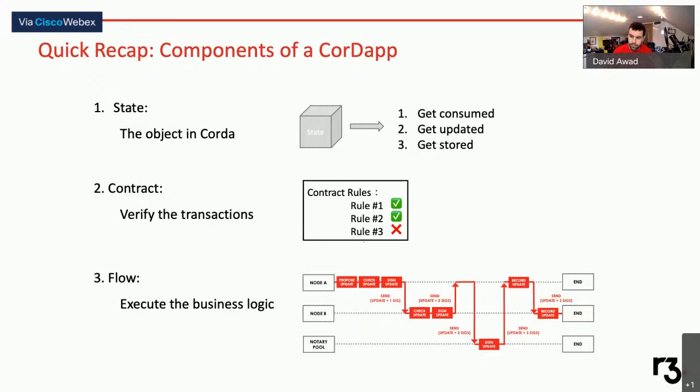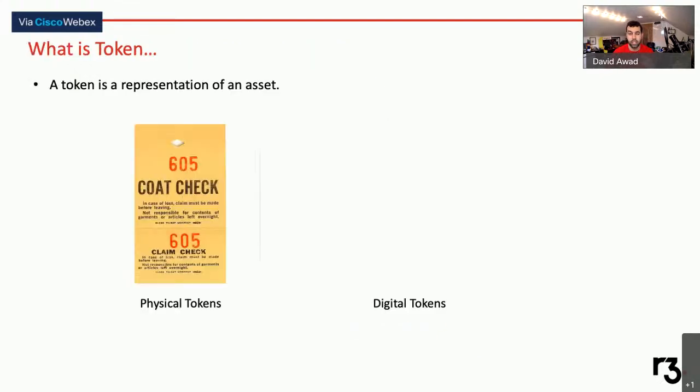So I want to jump into the next slide now and actually talk about tokens, right? I want you to think of a token as just a representation of an asset. In the real world, a physical token might be like a ticket. We have a fun little coat check thing here. If you go to a coat check, you give them your jacket, the concierge says thank you, and they give you a token that represents your jacket. It is only a token.